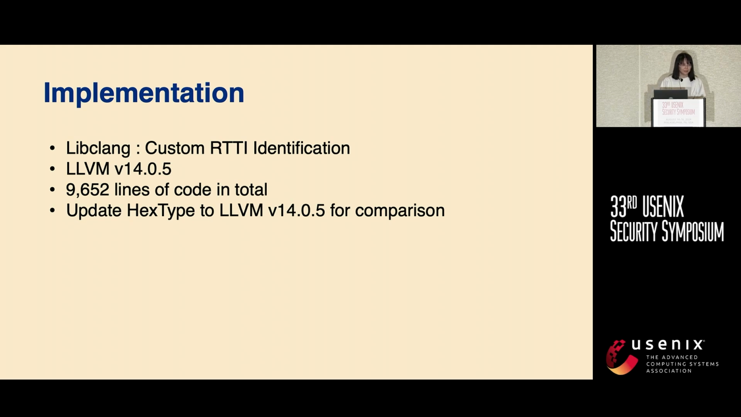Here comes our implementation. For the first part, custom RTTI identification, we use libclang to parse the type information. For the rest of the components, we use LLVM version 14.0.5, and it contains over 9,000 lines of code in total. We also upgrade HexType to the same version of LLVM for comparison.